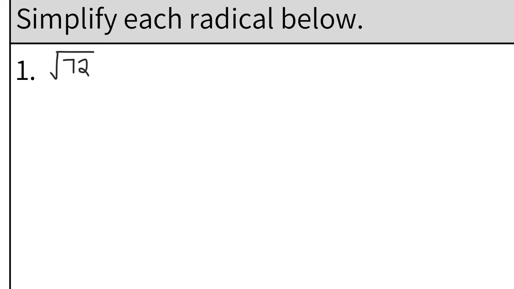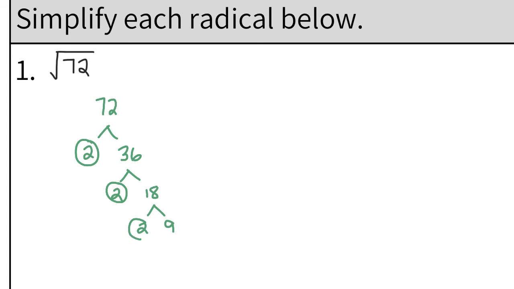So I'm just going to rewrite that number. And let's split it up. It's even, so I know I can divide it by 2, and that would be 2 times 36. 2's prime, so I'm going to circle it. But 36 I can keep splitting up. That would be 2 times 18. 2's prime, but 18 I can keep going. That's 2 times 9. And then 9, 2's not going to work anymore, but 3 will. So that'll be 3 times 3.